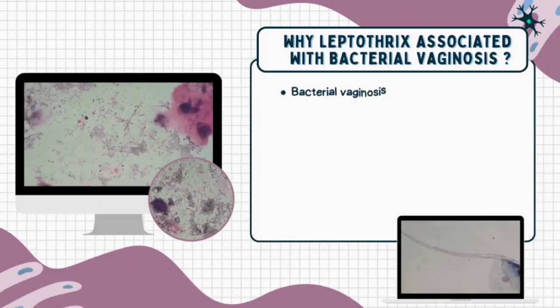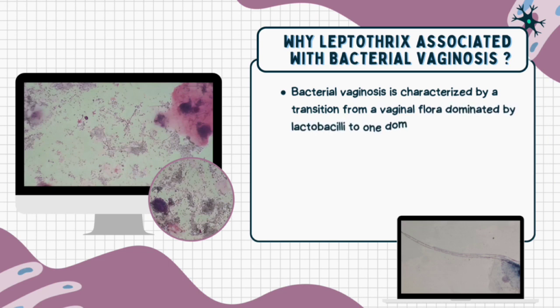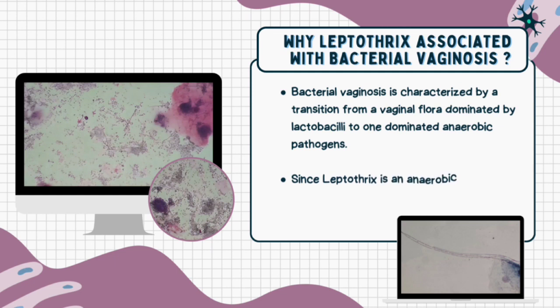Next, why is Leptothrix associated with bacterial vaginosis? Bacterial vaginosis is characterized by a transition from a vaginal flora dominated by lactobacilli to one dominated by anaerobic pathogens. Leptothrix is an anaerobic bacteria, so because of that, it may be present in bacterial vaginosis.